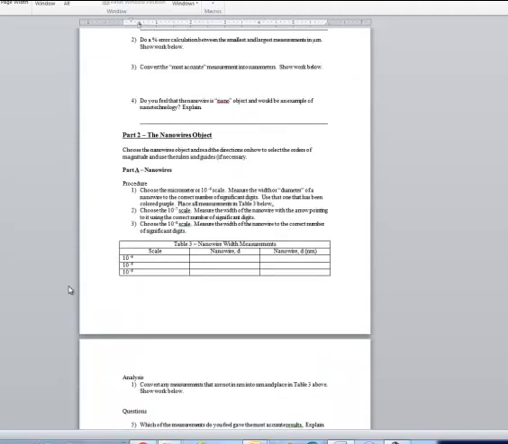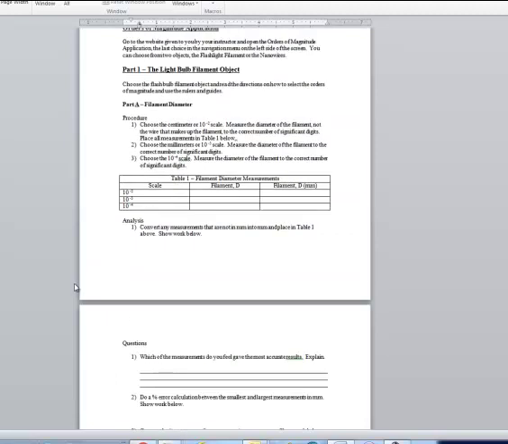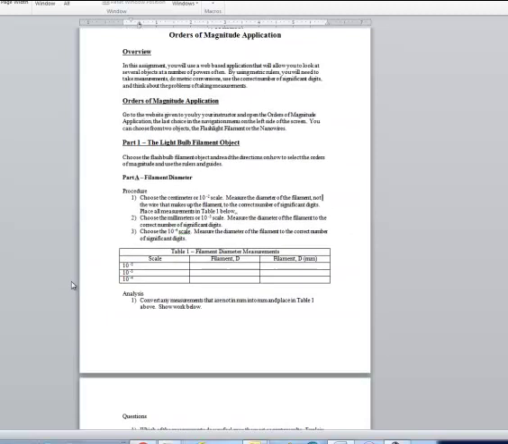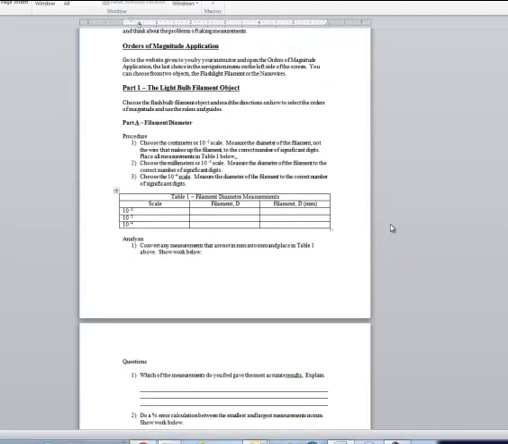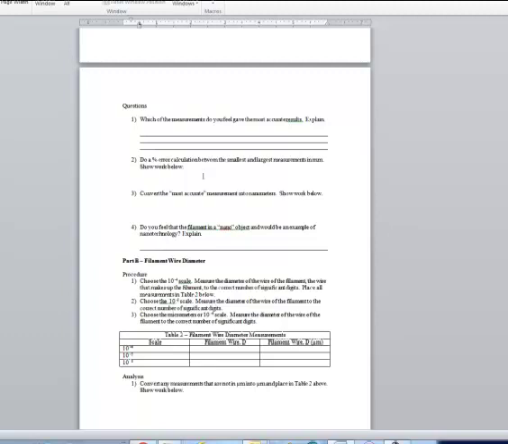The other thread that runs through the handout is the idea of significant digits, and depending on the size of the ruler, what kind of percent error are they getting based on the fact that the significant digits change.